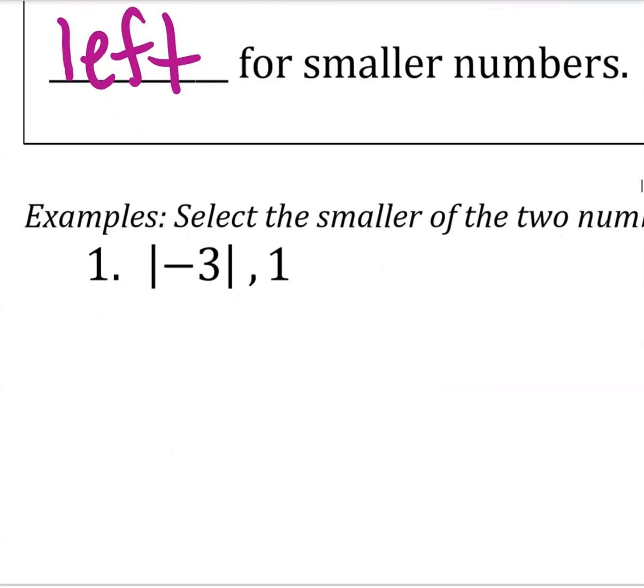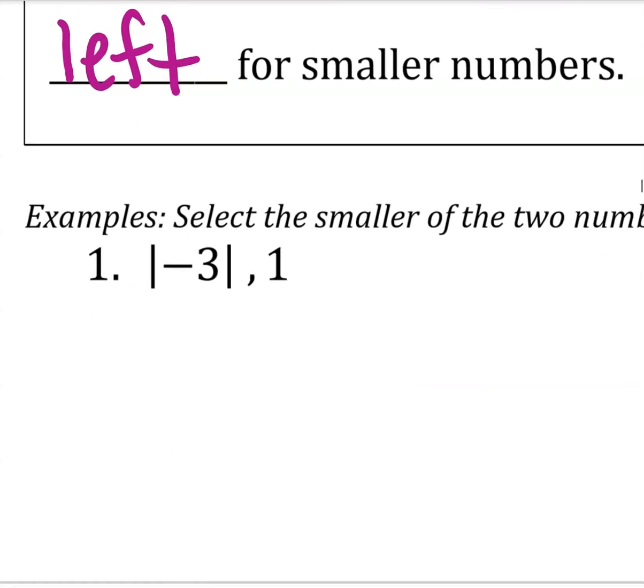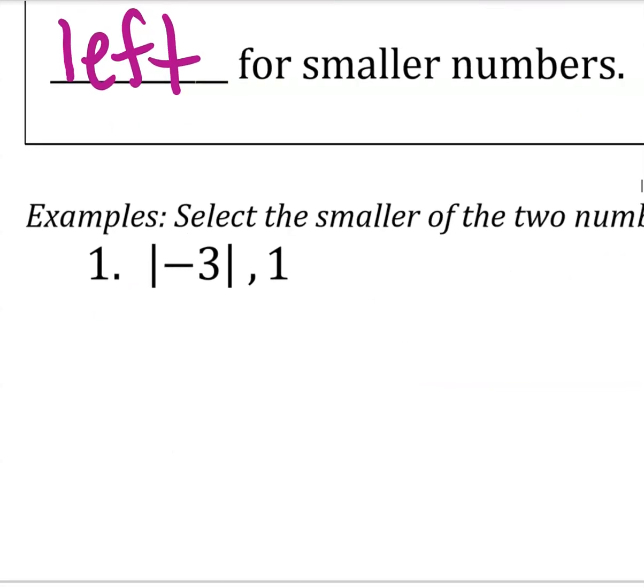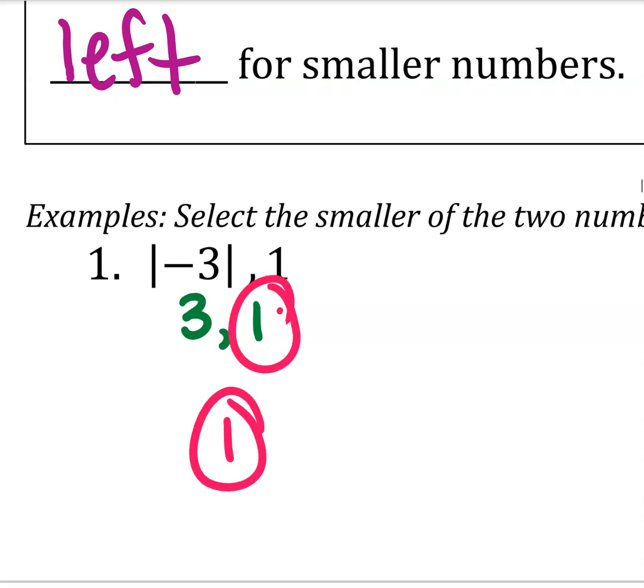It wants you to select the smaller of the two numbers. So what I would do is look at, let's see, I have absolute value of -3 and I have 1. Absolute value of -3, let's do that first. How far away is -3 from 0? It is 3 spots. So really I'm comparing 3 and 1. Which one is smaller? This one's easy now, it is 1. So I would put 1 in for my answer on MyMathLab because that one's smaller.